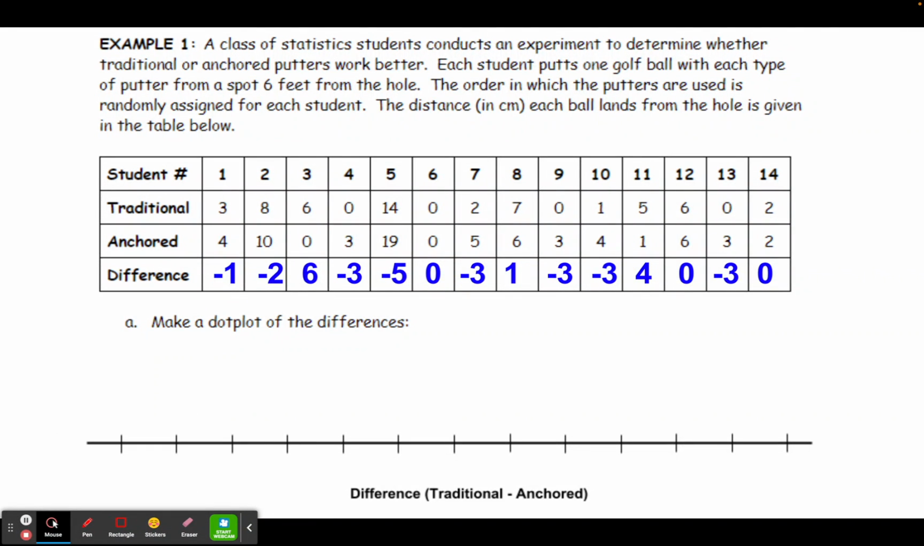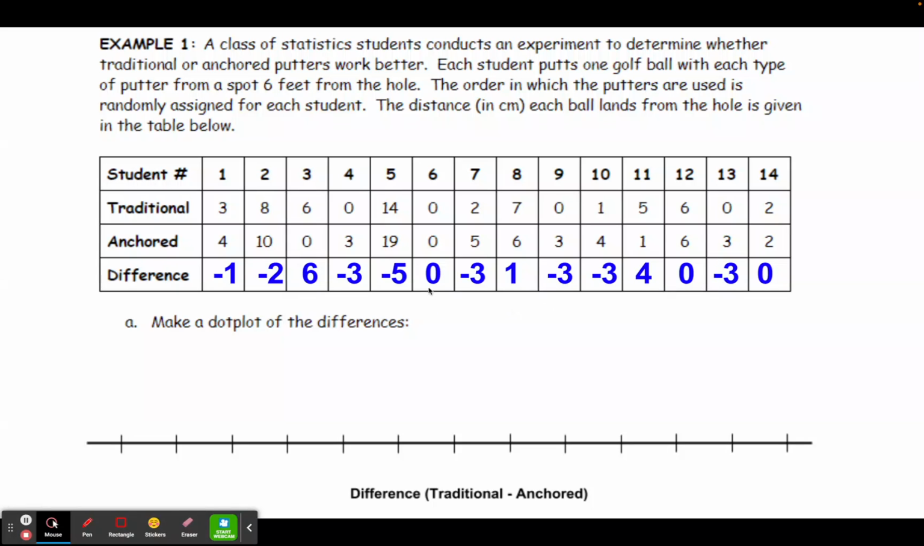You'll notice that in some cases we ended up with a negative difference, which indicates that the traditional putter was a little bit closer. In some, we had a positive distance, like student number 3. Here, they were closer with the anchored putter. And in a couple of cases, we actually ended up with a difference of 0.